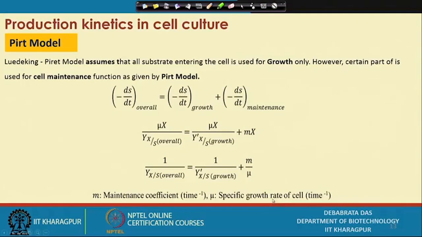Now, next is the Pirt equation. The Pirt equation is an equation where, when cells grow, some of the substrate is used for cell maintenance purposes. Now, what do you mean by cell maintenance? Because in a solution, if you see under the microscope, we will find cells moving from one place to another. How are they moving? They require some energy. Am I right? So, that is called cell maintenance.